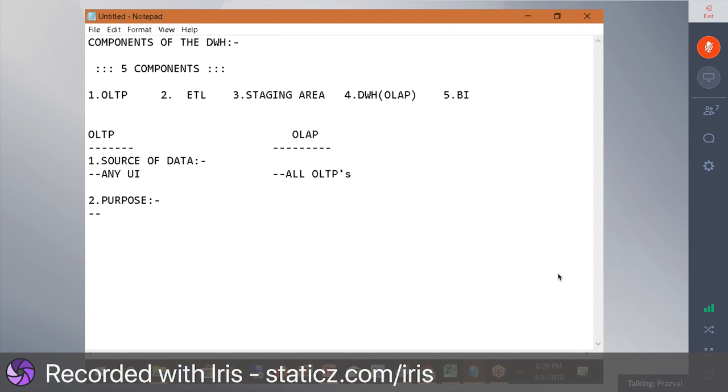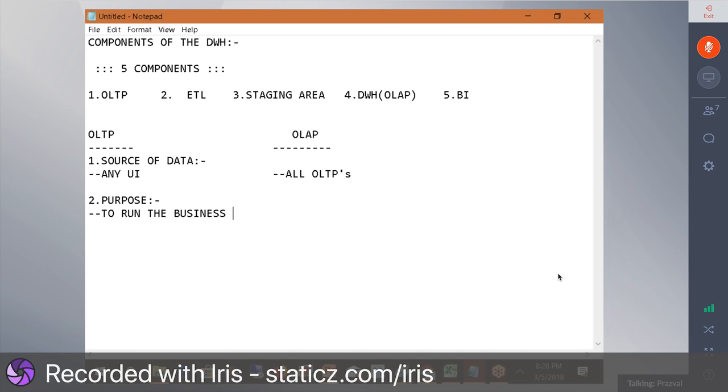What is the purpose of OLTP? Right, so not to store the transactions. Correct. Any other? To run the business. To run the business, you need to store some transactions or not? The main purpose of the OLTP is to run the business.